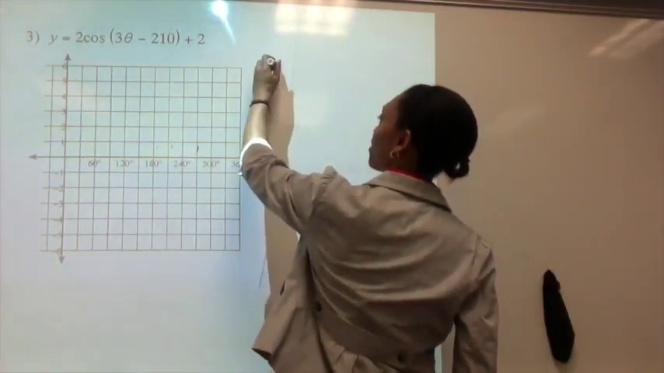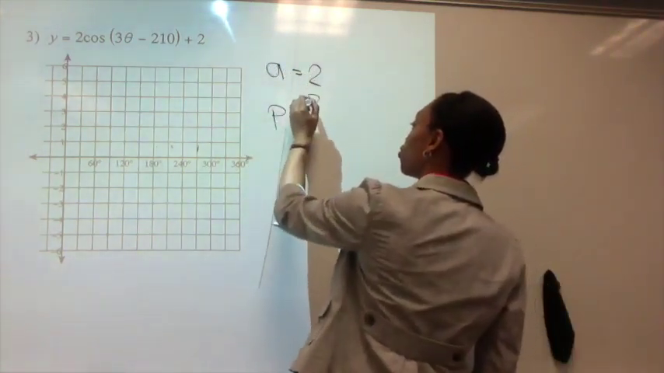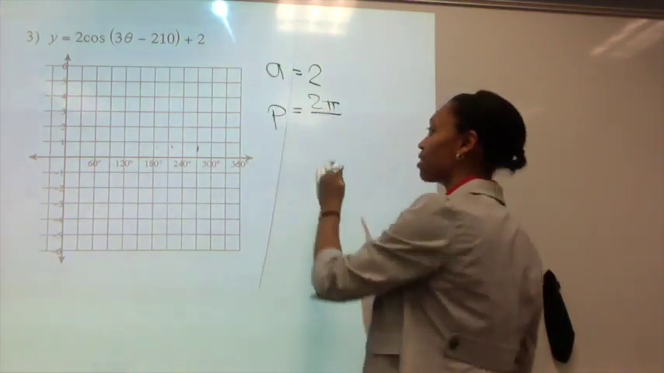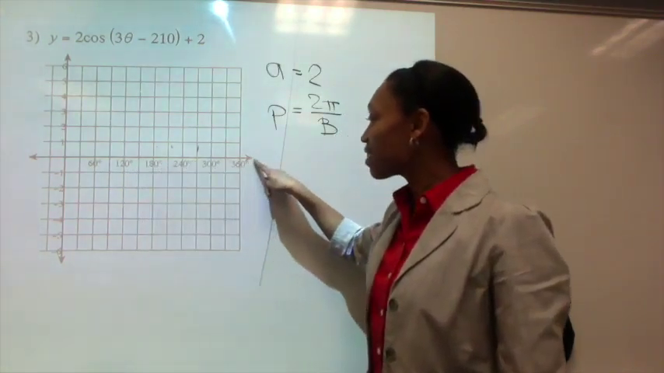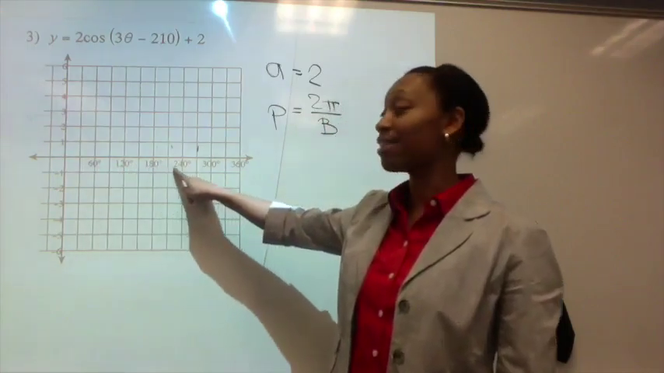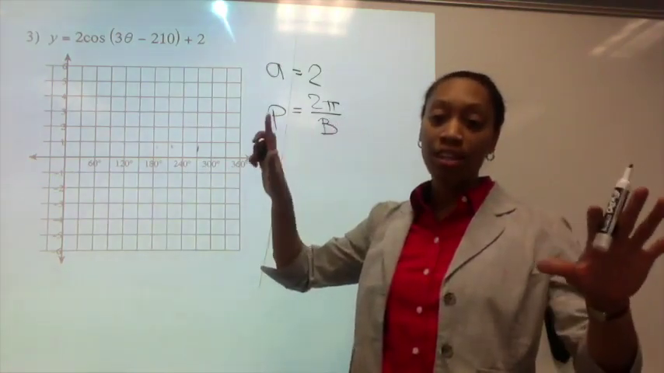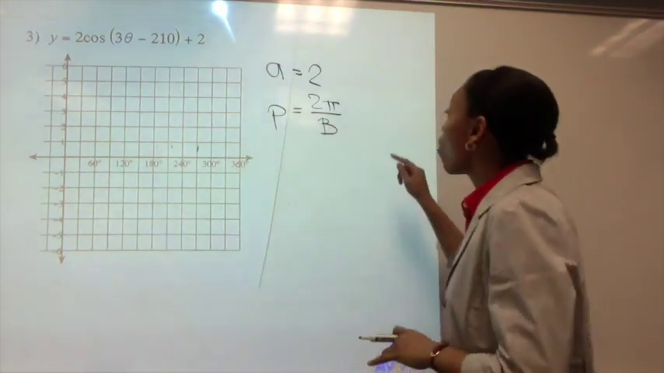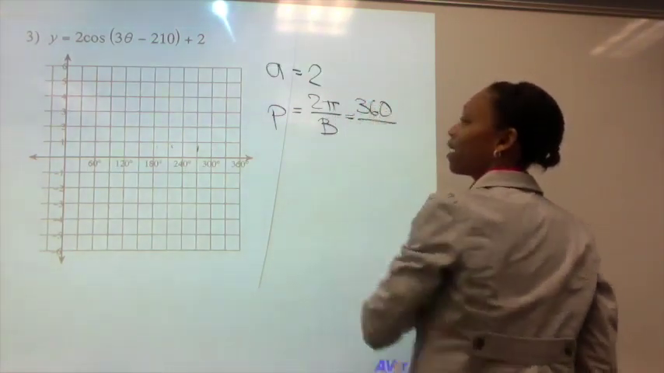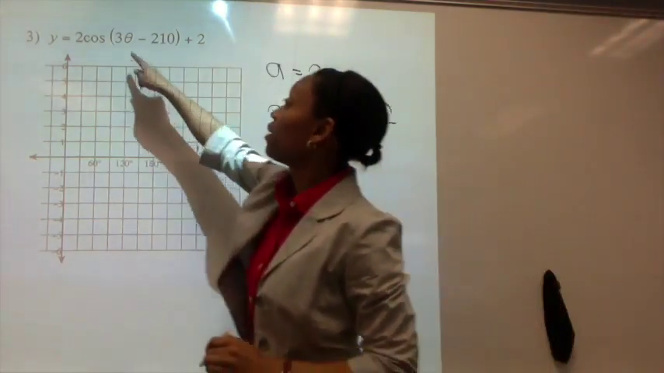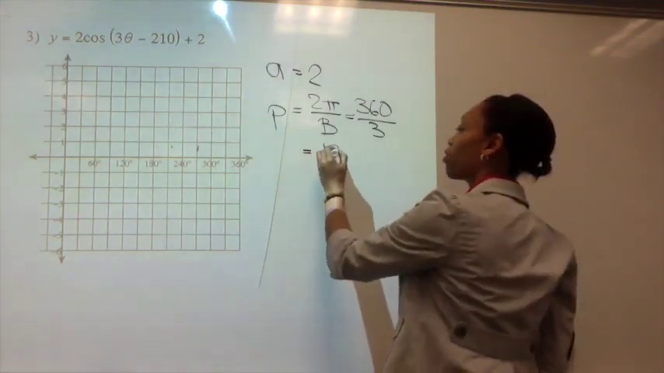It looks like the amplitude is 2 again. What is the period? The period is 2 pi over b. Wait a second. Look at your x-axis here. It looks like the x-axis no longer has radians on it. I see numbers that have degrees. So instead of doing 2 pi over b, let's do this in degrees. How many degrees is 2 pi? 2 pi is a full circle, that's 360. And what is b? b is 3. So it looks like our period is going to be a third of a circle, or 120 degrees.